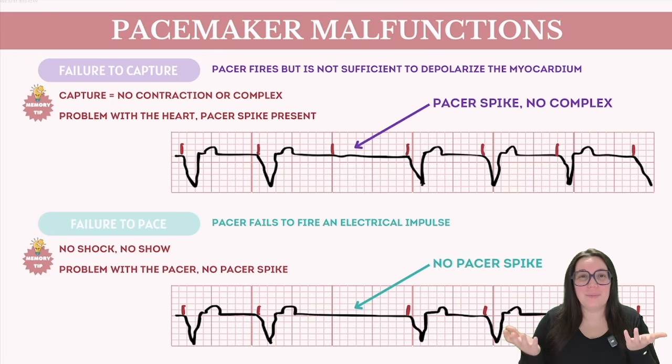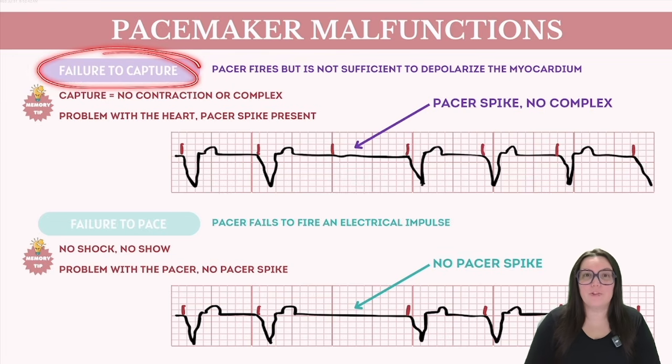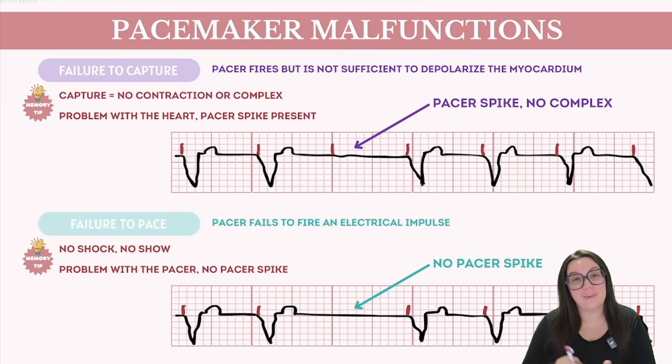So sometimes a pacemaker can malfunction, and failure to capture and failure to pace are two significant complications associated with cardiac pacing. And it's really important for you to understand the differences because both of them come with their own risks. So starting with failure to capture, this occurs when the pacemaker emits an electrical impulse, but it's not sufficient enough to depolarize our myocardium, resulting in no corresponding contraction.